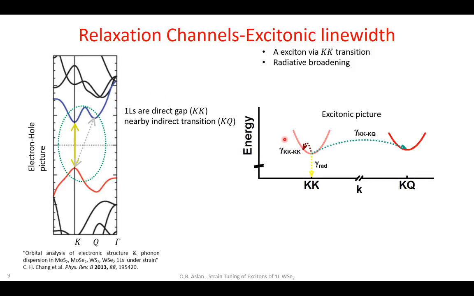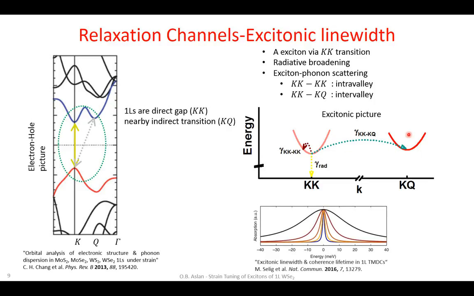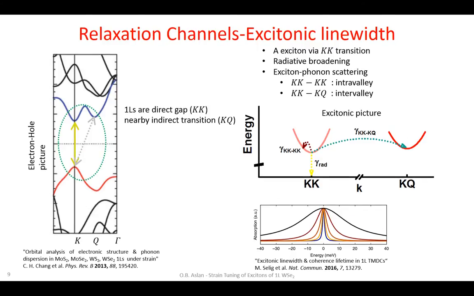The first broadening mechanism is the radiative broadening. Next, we have exciton-phonon scattering, the first one being KK intravalley scattering. And then we have the intervalley exciton-phonon scattering, so going from the direct transition to the indirect transition. So instead of having a sharp line width, we have this broadened line width of the A exciton.